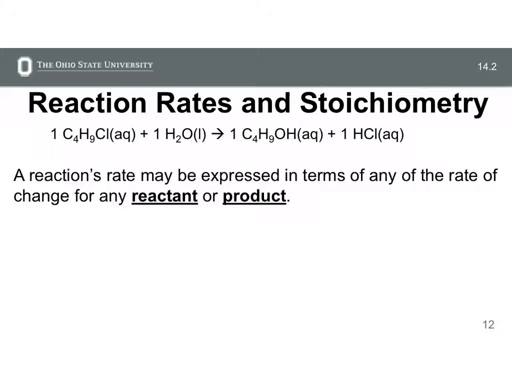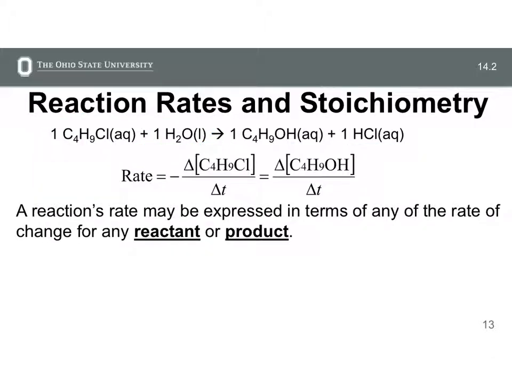We can actually look at how the reaction rate is changing based on the disappearance of reactants or the appearance of products. So either way is fine. For example, the rate for this reaction is given by the change, which is delta, in concentration of C4H9Cl over the change in time.